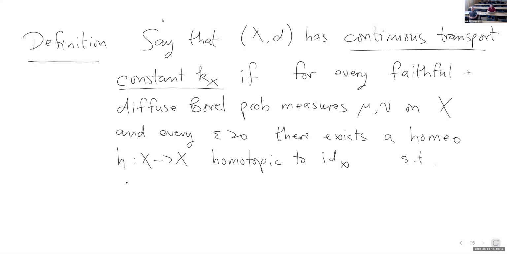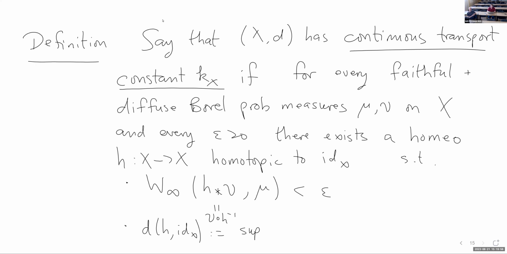First of all, I want the infinity distance between H star mu and mu to be less than epsilon. Here, this is the pushforward measure, mu composed with H inverse. As I said, I wanted to push mu onto nu as efficiently as possible, measured by W infinity, and this is the notion of transport. So in other words, I want the distance between H and the identity map, by which I mean the supremum over points of the distance between H of x and x, to be at most K_X times W infinity of mu and nu, plus some epsilon.